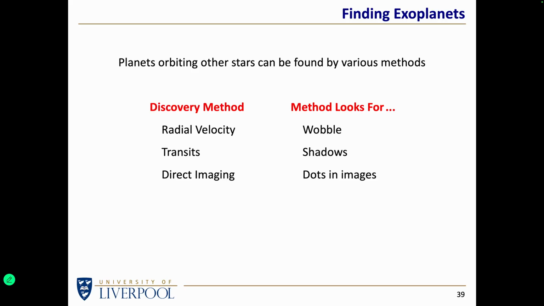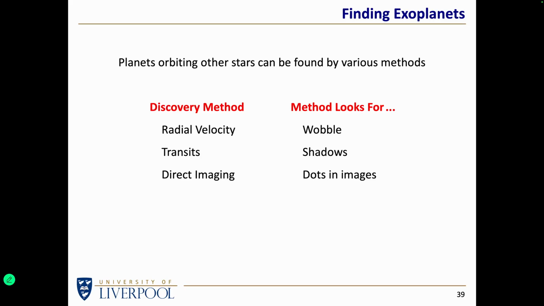That's rather tricky because stars are really bright. They can be perhaps 1,000,000 times brighter than a planet, and therefore trying to see a very faint planet right next door to a very bright star is a very difficult technical problem. But there are ways around that.